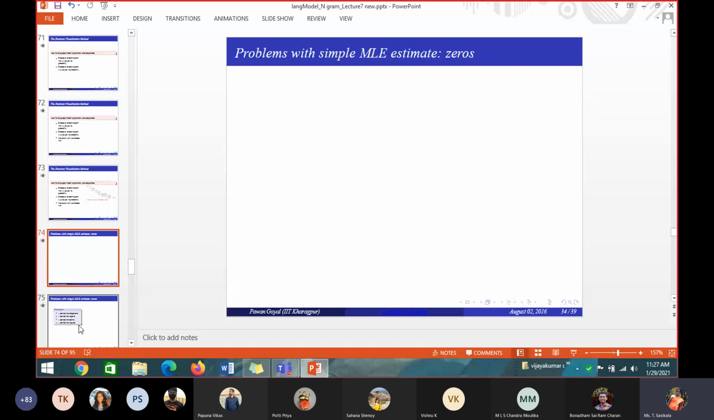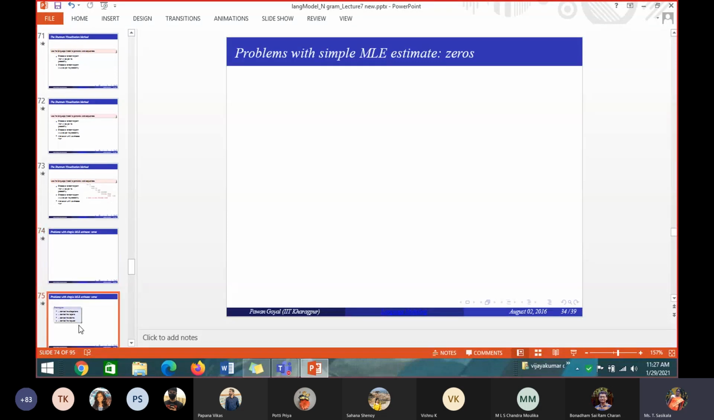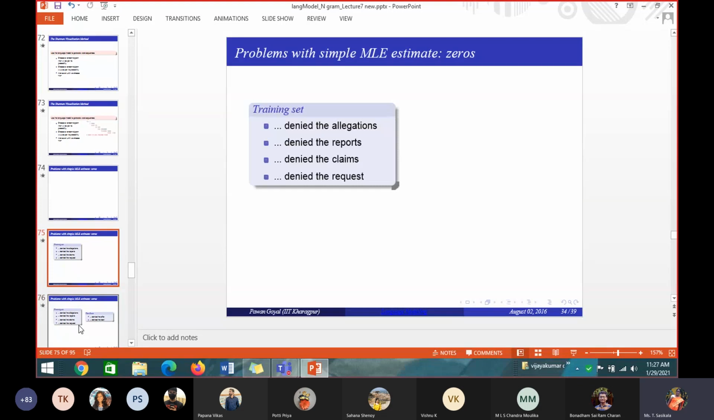So the problem with simple maximum likelihood estimate is zeros: given a sentence, you write the bigrams and calculate the probability of each bigram. If any of the bigram probabilities is 0, then the entire sentence probability will be 0. So in order to avoid that, we are going for a smoothing technique. There are various methods for smoothing.